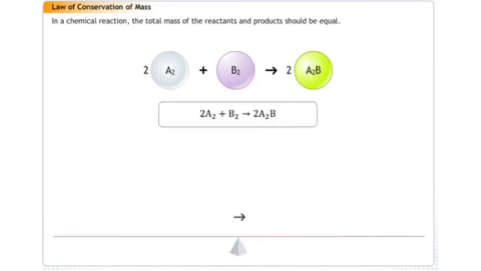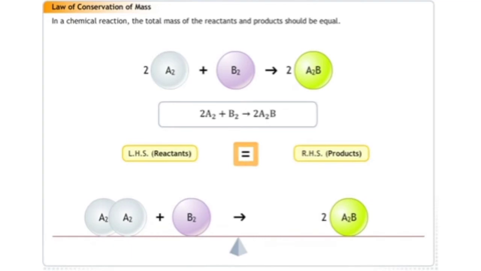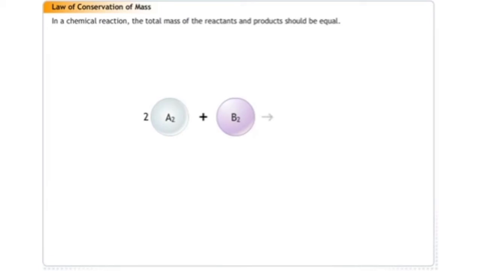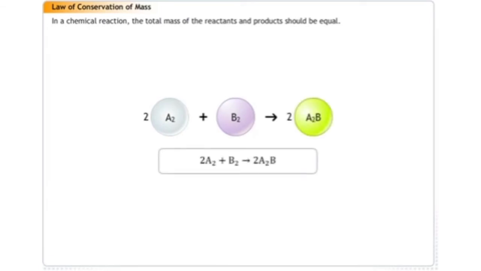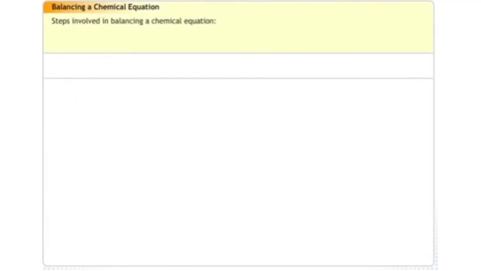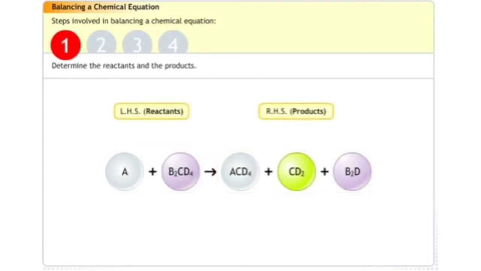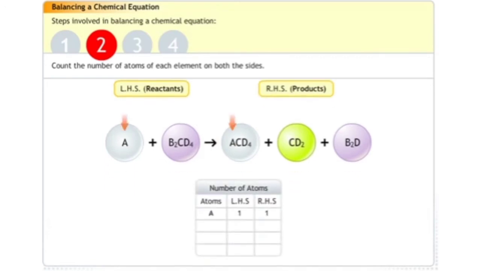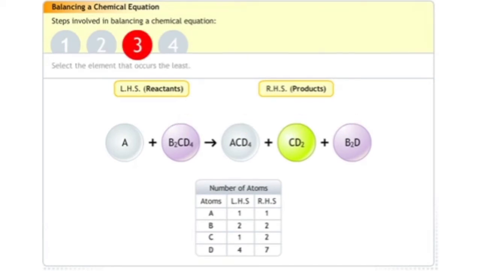The law of conservation of mass states that the total mass of the reactants and the products should be equal. This means the number of atoms of an element on the reactant side should be equal to that on the product side. All chemical equations must adhere to the law of conservation of mass. Therefore, all chemical equations need to be balanced. The process of balancing chemical equations involves 4 steps: determining the reactants and the products in a reaction, counting the number of atoms of each element on both sides, selecting the element that occurs the least number of times in the equation. Balancing typically starts with such elements where the number of atoms is not equal on both sides.